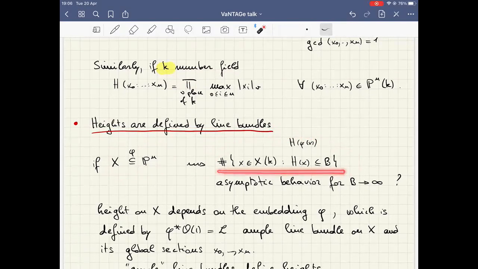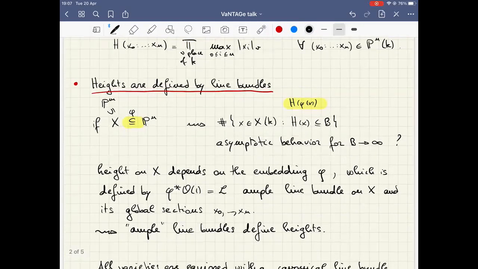But then the question is, is this somehow intrinsic to X, to the variety X? And this is not the case, because this depends on the type of embedding that we choose. So this height that I wrote here is really actually the height after composing with this embedding that one has, let's call it phi. And so really we can define different heights on X if we choose different embeddings. And usually we can choose different embeddings. Okay, so this is what I mean when I say that heights are defined by line bundles.